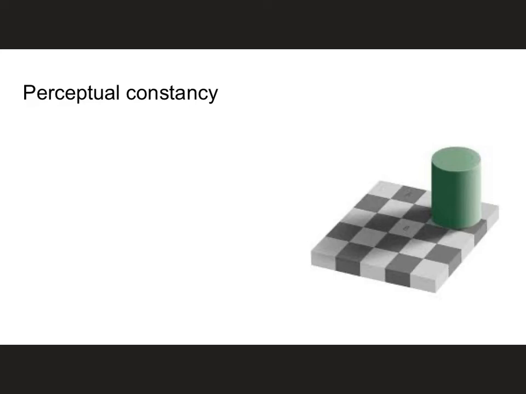So now that we understand how vision works, let's talk a little bit about perception of that vision. So first off, we have what we call perceptual constancy or consistency. And really what that means is that we perceive objects as unchanging.